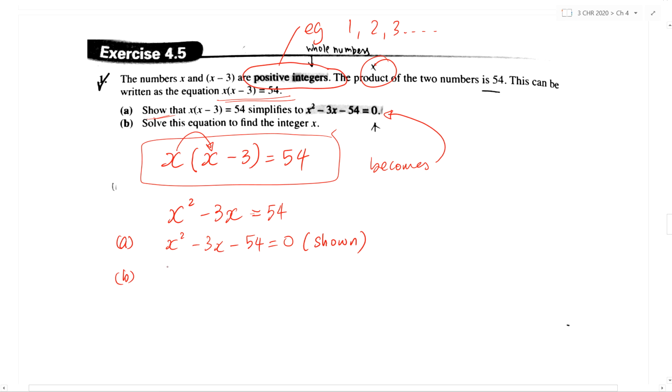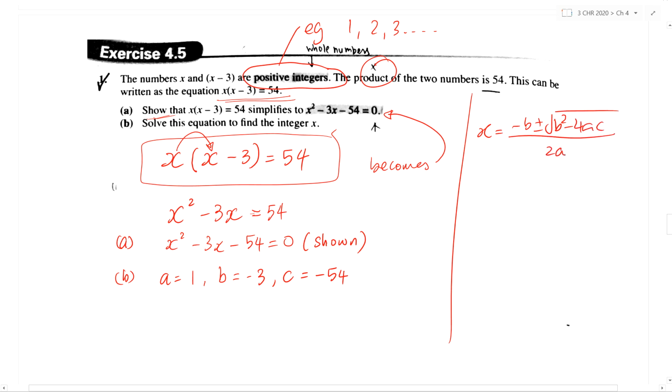What is the value of A here? Okay, so we write down A equals to 1, B equals to negative 3. What is the value of B? Good. And C, we have negative 54. Then our formula looks like this. X equals to minus B plus minus square root of B squared minus 4AC over 2A.